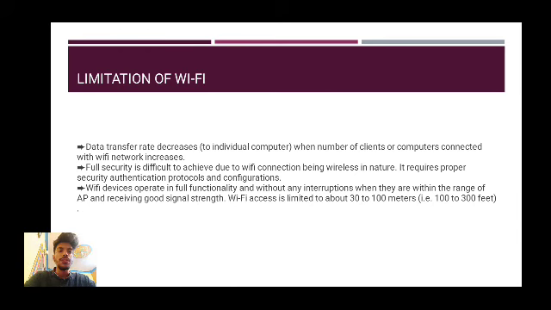Wi-Fi devices operate in full functionality and without any interruption when they are within range of the access point and receiving good signal strength. Wi-Fi access is limited to about 30 to 100 meters. Range is also a problem in this, but it is better than the other example, Bluetooth, we talked about earlier. Its range is a little higher, we can say.